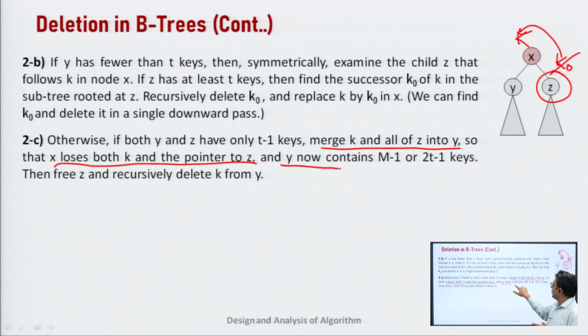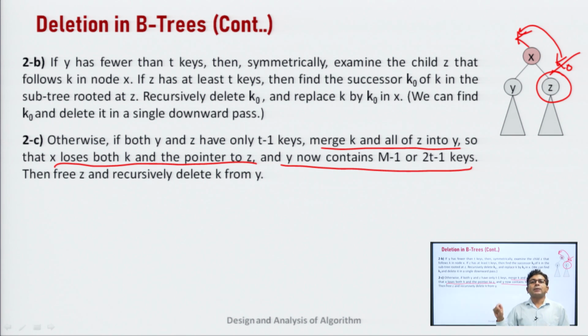Now, y contains 2t minus 1 keys, that is the maximum possible keys a node can have in a B tree. So, now y will have the keys of y as well as z as well as k. Now, we delete the key k from node y. So, now this would resolve the violation of the B tree property. All these cases would be discussed in further slides with some examples.